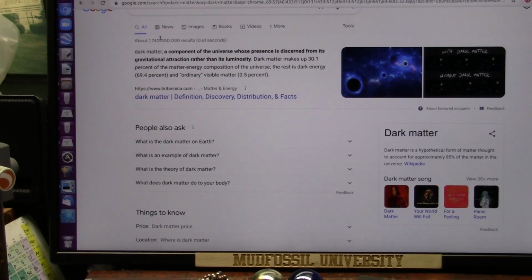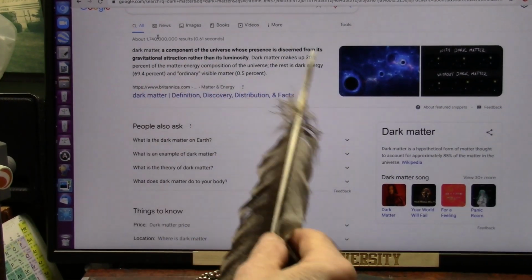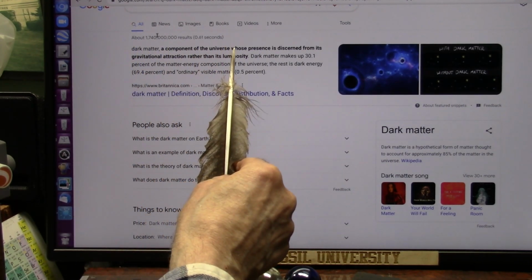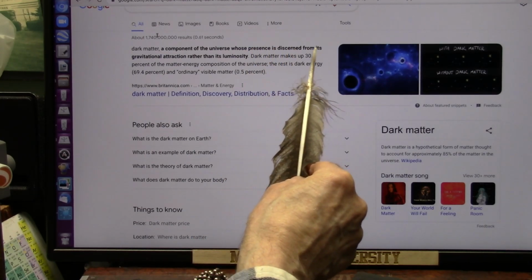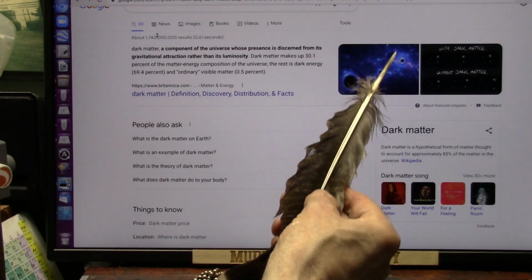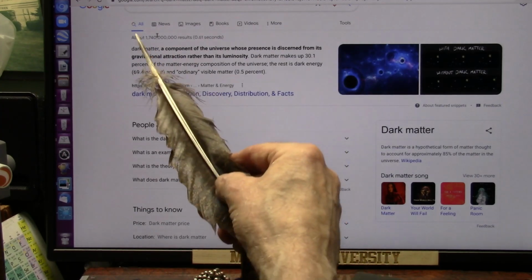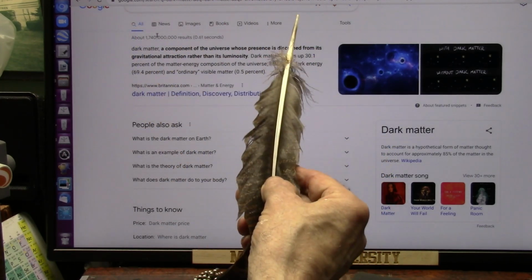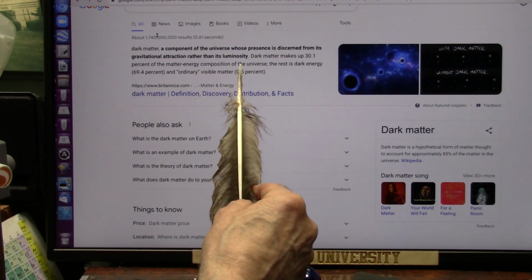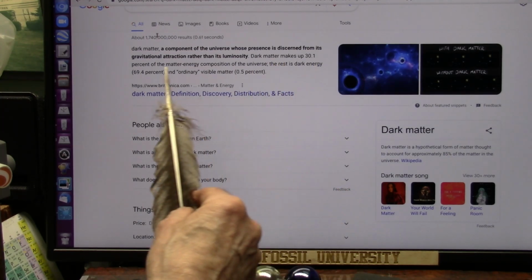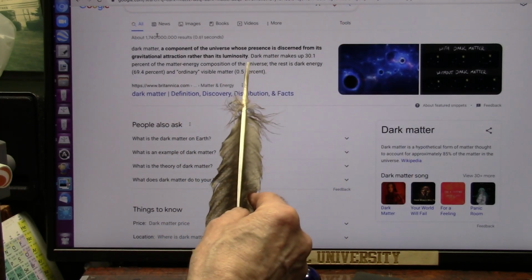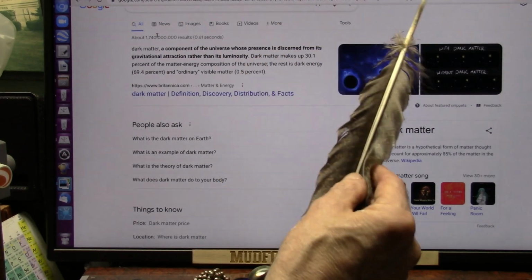All right, so I have shown you what I have shown you, the black and the white particles. Well, let's talk about dark matter. Dark matter is a component of the universe whose presence is discerned from its gravitational attraction rather than its luminosity. In other words, it does not glow, it does not reflect, it does not radiate, it is dark. Dark matter makes up 30.1% of the matter-energy composition of the universe. The rest is dark energy, 69.4%. And ordinary visible matter, which is the white particles I've showed you, is only a half of 1%.